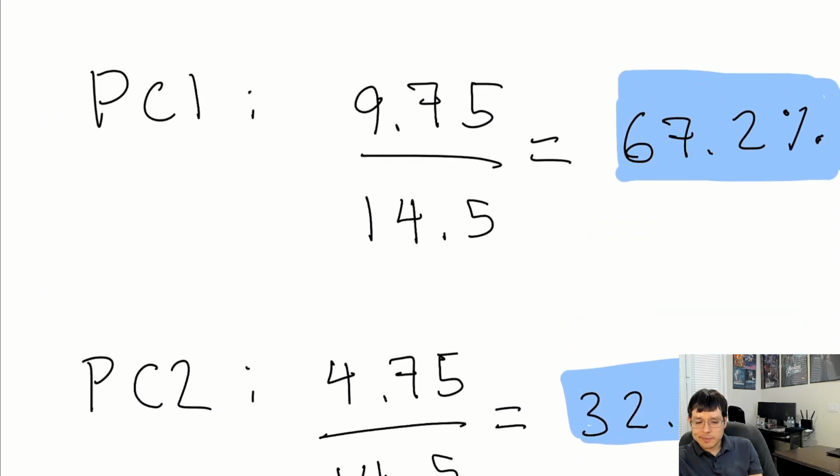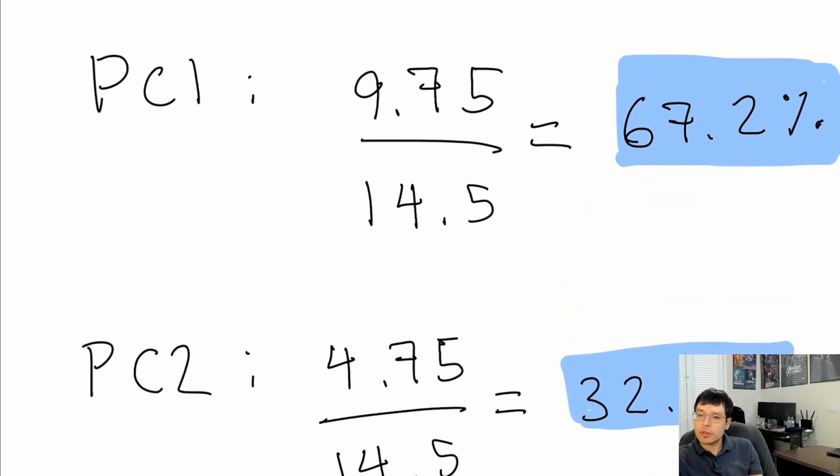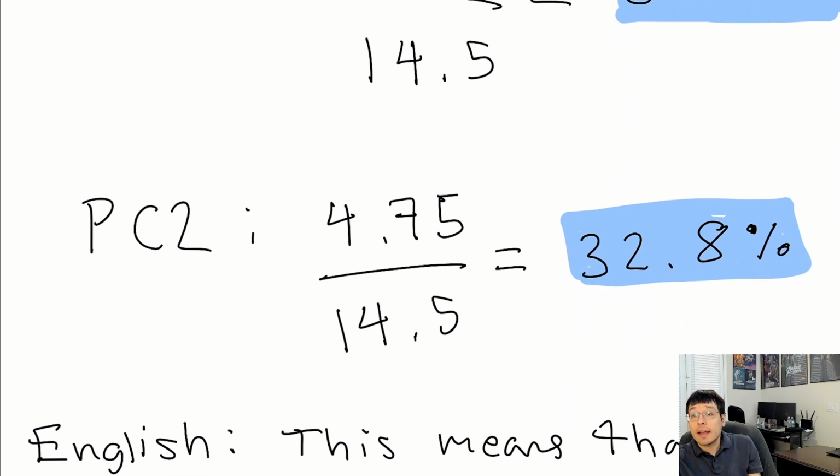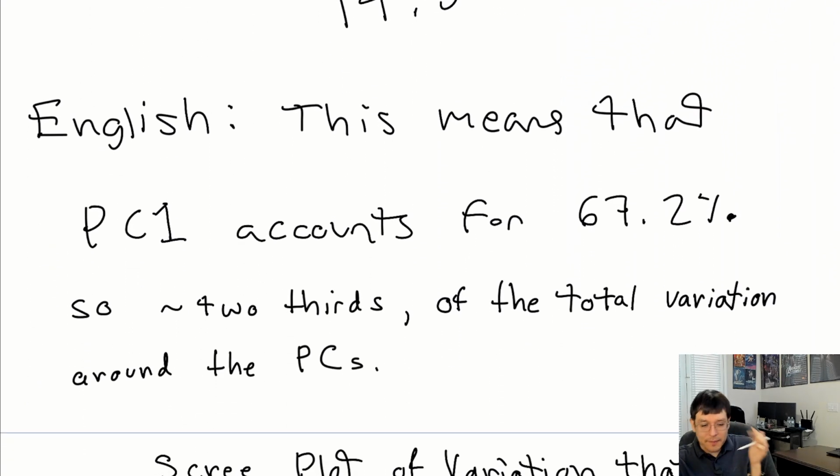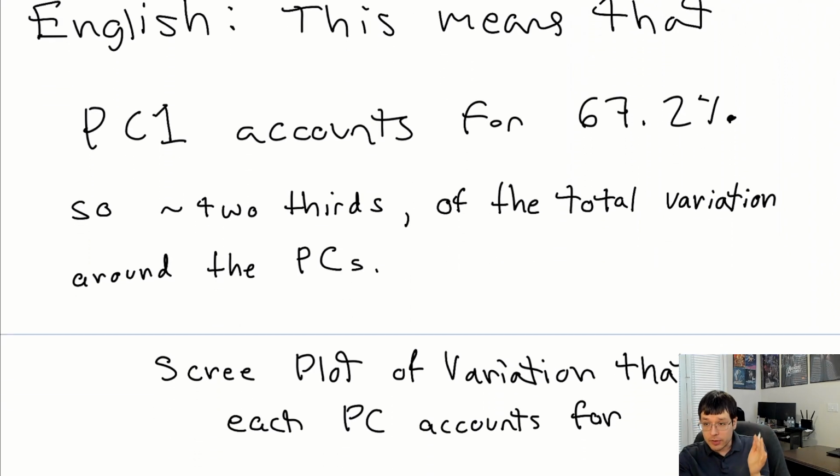So what does that mean? What does it mean that PC1 has 2/3 of the variation? Well, it means just that PC1 contributes 2/3 of the amount of variation. In English, so I have it here. This means that PC1 accounts for 67.2%, so 2/3, of the total variation around the principal components.